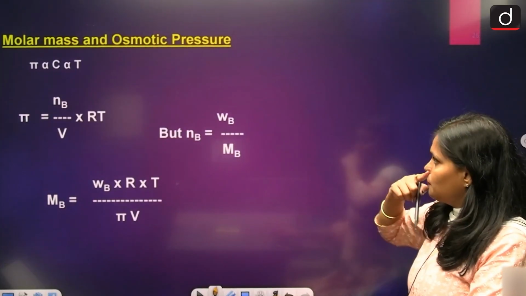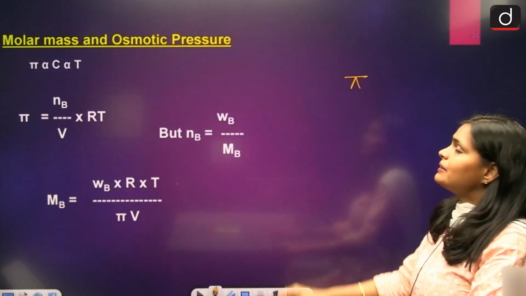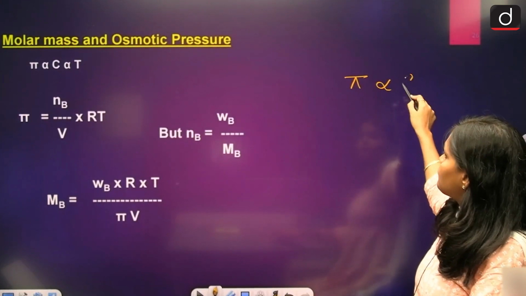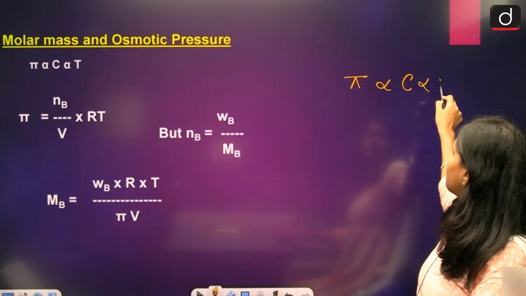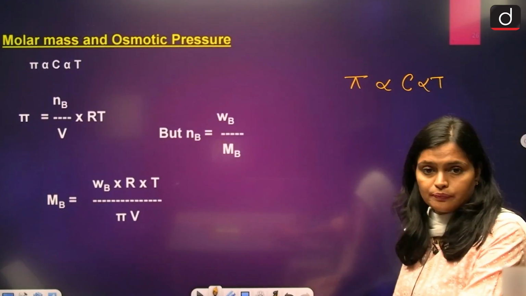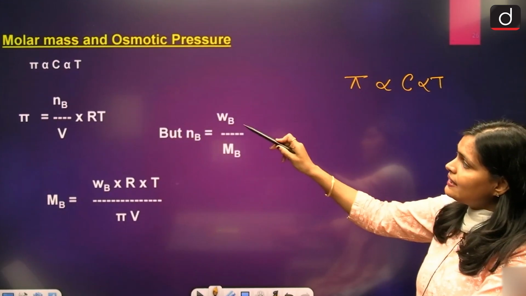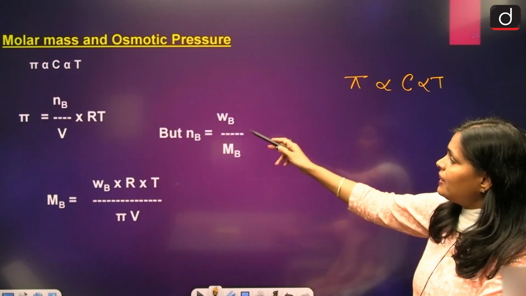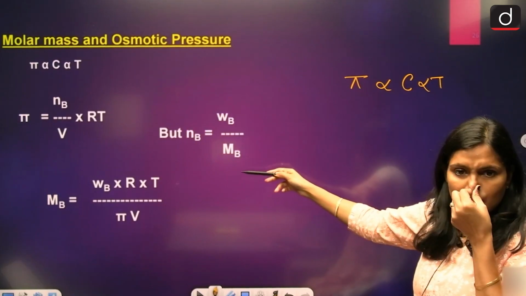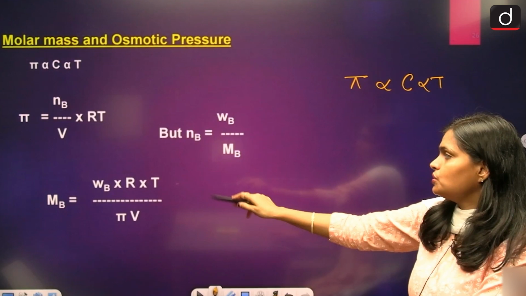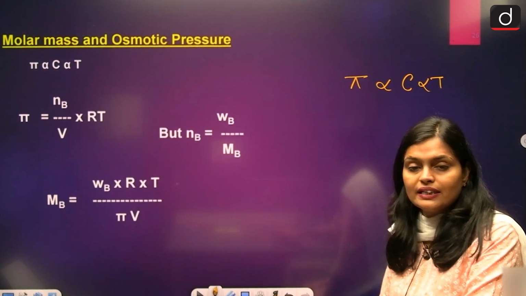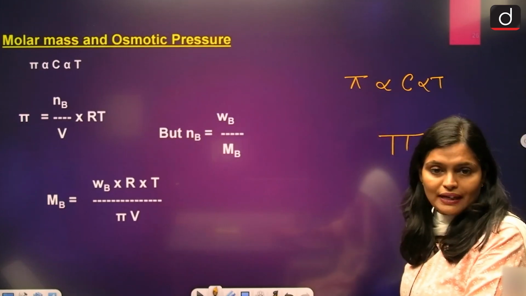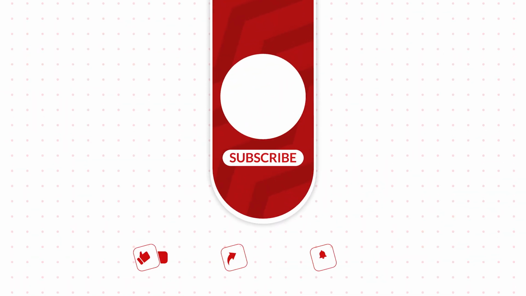So here osmotic pressure is represented by pi. It is directly proportional to concentration and directly proportional to temperature T. So basically pi is equal to Nb by V into RT. Nb is what? Wb by Mb. It is the number of moles only. So you just put it into the formula and you will get the value. This sign is what? Osmotic pressure sign.